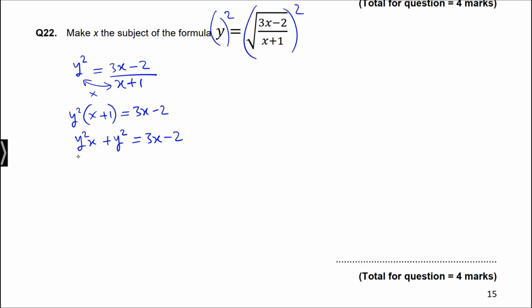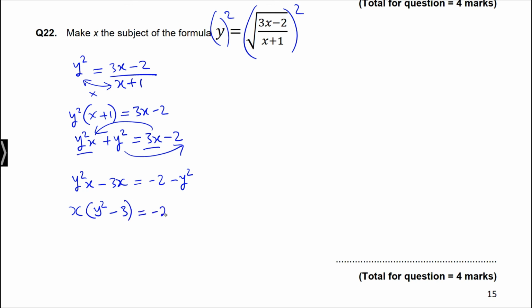Now, because you want to make x the subject, move this to the left and move that to the right. So y squared x minus 3x will be equal to negative 2 minus y squared. And then factorize out x. So x into (y squared minus 3) is equal to negative 2 minus y squared. So x will be equal to (negative 2 minus y squared) divided by (y squared minus 3).